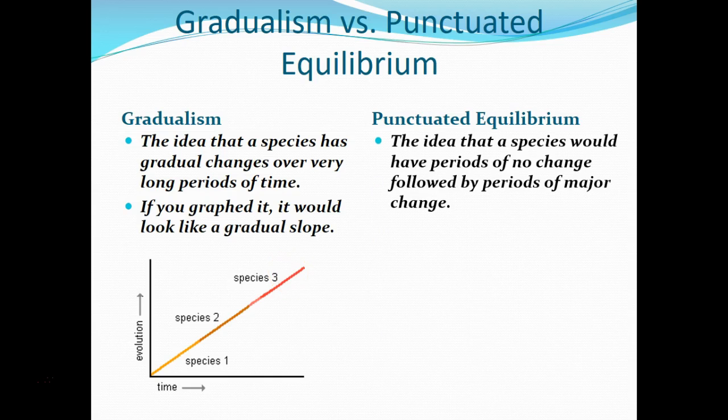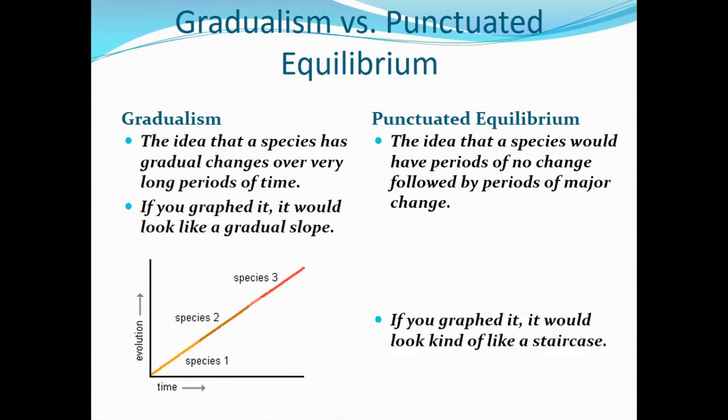Punctuated equilibrium was a theory from Stephen Gould, you might remember him from Target 1, the more modern evolutionary scientist. He said that yes, gradualism absolutely happens, but there are instances where a species will go through rapid periods of change, rapid compared to what we think of in gradualism, and then no change at all, followed by maybe another period of rapid change.